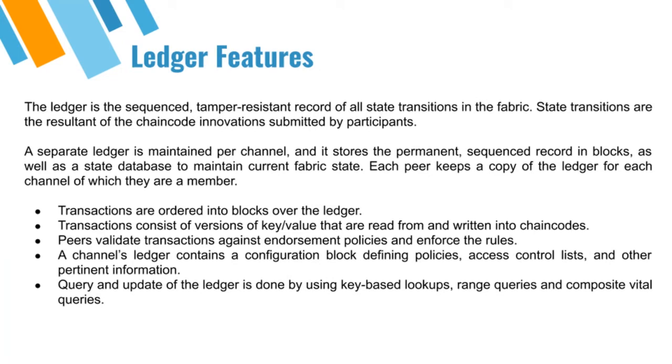The next key feature is related to the ledger. The ledger inside Hyperledger Fabric is a sequenced, tamper-resistant record of all transactions. It records the state transitions of the assets which are the results of chain code invocations submitted by the users. So in layman's terms, we can say a ledger is a key value storage where we store the assets, and then any transaction which is happening inside the network will actually transition the state of the asset from one point to another.